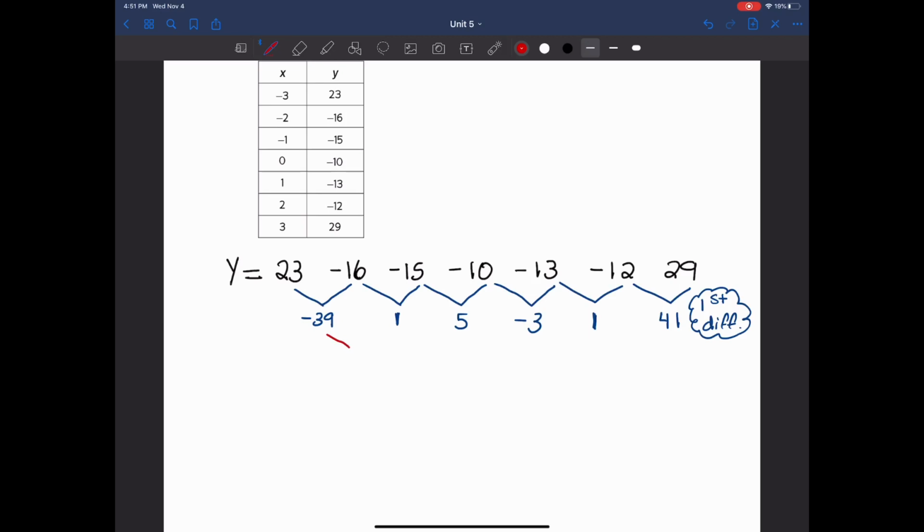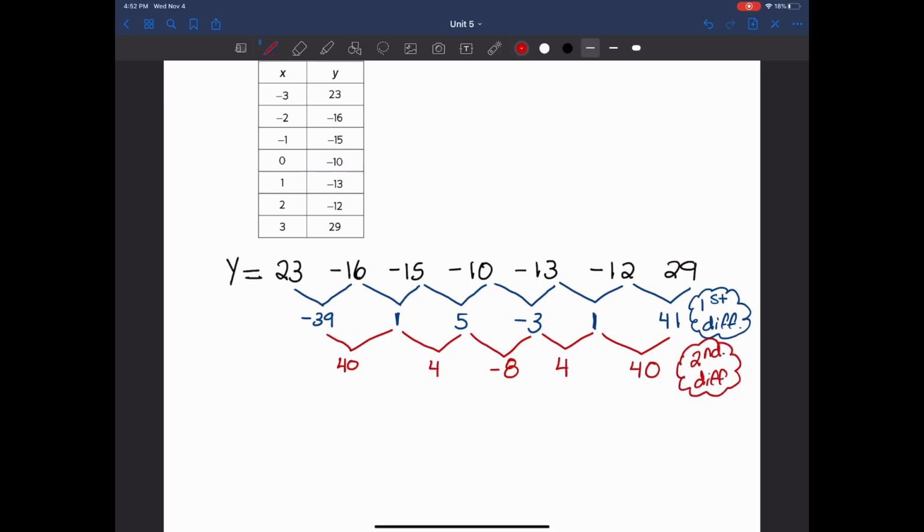To get from -39 to +1, I have to add 40. To get from +1 to +5, I have to add 4. To get from 5 to -3, I have to subtract 8. From -3 to 1, I have to add 4. To get from 1 to 41, I'm adding 40. And that's going to constitute the second difference.